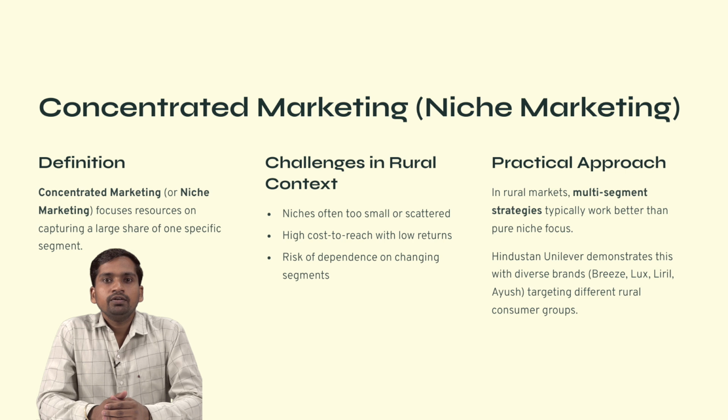Furthermore, relying solely on one segment carries risk if that segment's tastes and needs evolve. Therefore, in the rural context, while companies do target specific groups, a multi-segment strategy targeting several distinct segments simultaneously is often more practical and robust. Hindustan Unilever exemplifies this well. Rather than focusing on just one niche, it offers a portfolio of brands like Breeze, Lux, Liril, and Ayush, each designed to appeal to different specific groups within the broader rural market.